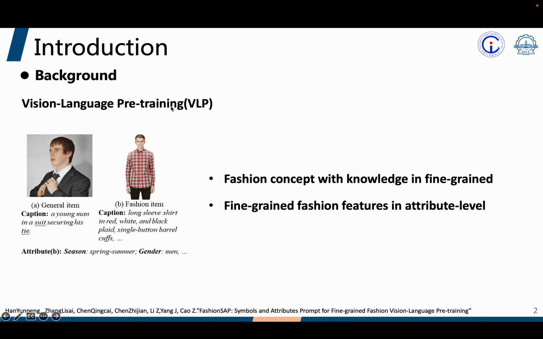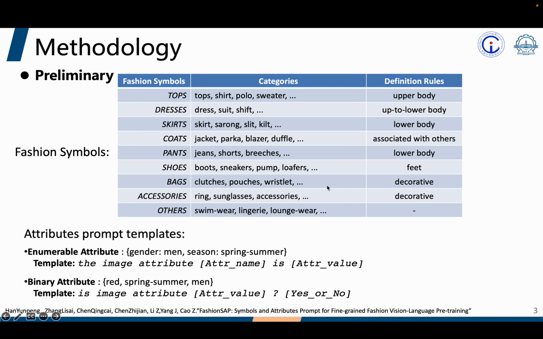We focus on the pre-training stage in vision language tasks in the fashion domain, compared with the general domain. In the fashion domain, the fashion concept is an important perspective to describe a specific fashion item. The fashion features are fine-grained, and the descriptions of fashion items are usually at the attribute level. So, for the concept in the fashion domain, we propose a concept layer with fashion symbols. For the attribute information of fashion items, we use prompt text with templates.